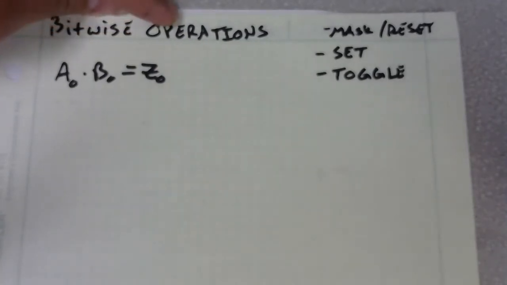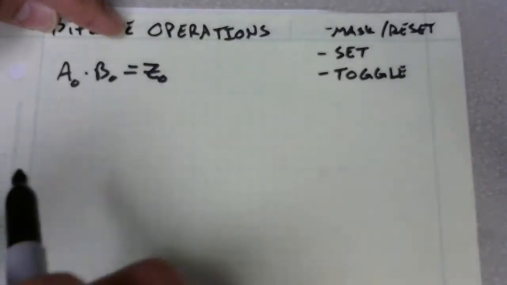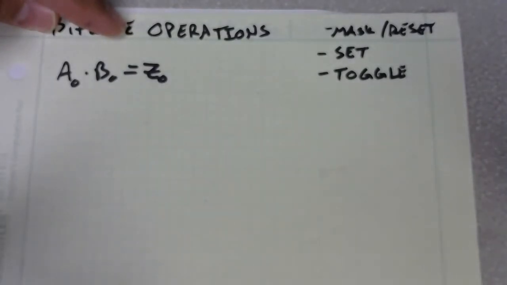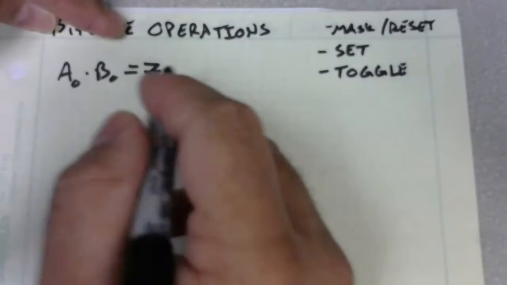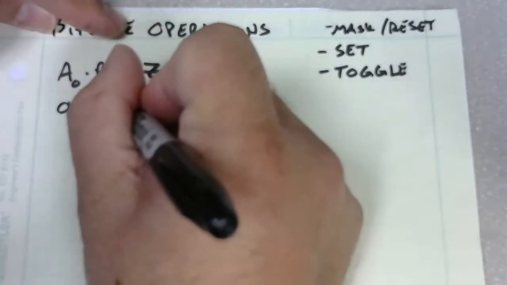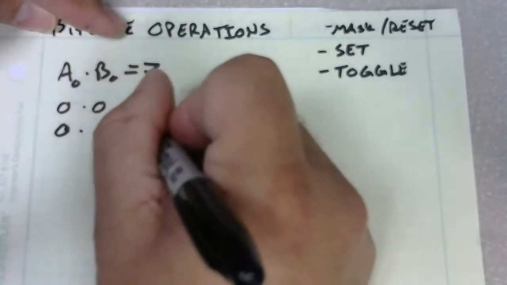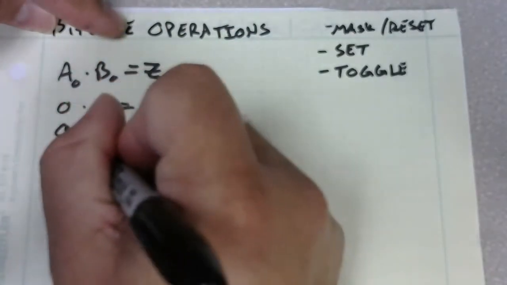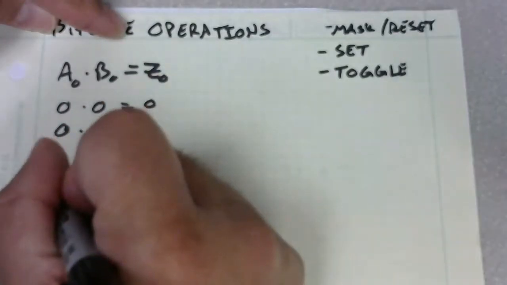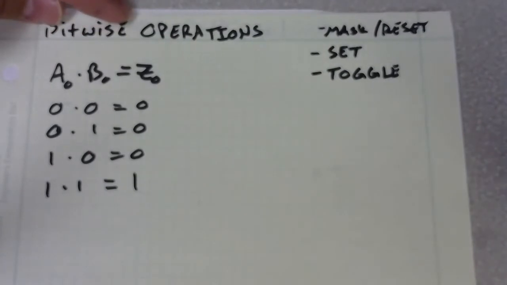I want to start off here by using this little example. We have A0 and B0 is equal to Z0. A very simple logic equation, something that you're all used to. If we were to look at what happens when we do that, if A0 is 0 and B0 is 0, then Z0 is 0. When A is a 1 and B is a 0, we get a 0. And when they're both 1s, we get a 1, right? Basic logic, nothing new here.